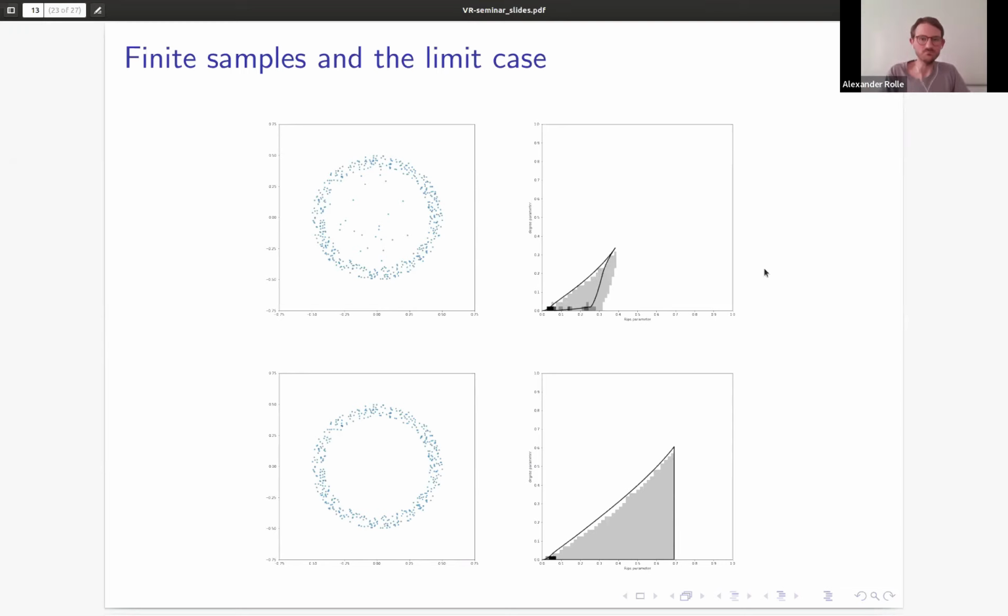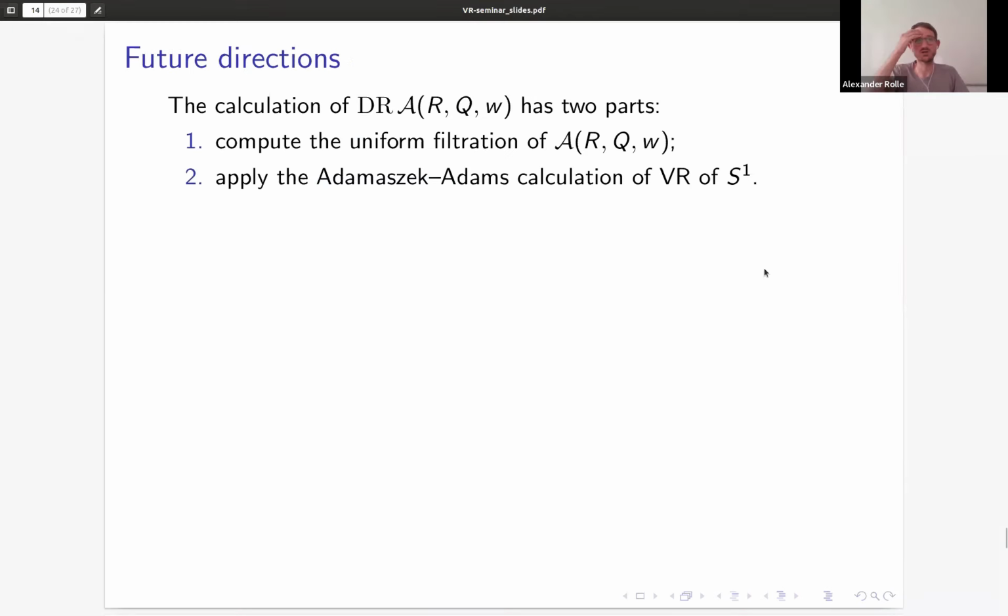So I'm gonna finish up my talk now, and just by mentioning a few avenues for future work. Let me first say that the calculation of these that I've just showed you has two parts. The first part is to compute the uniform filtration of these metric probability spaces.